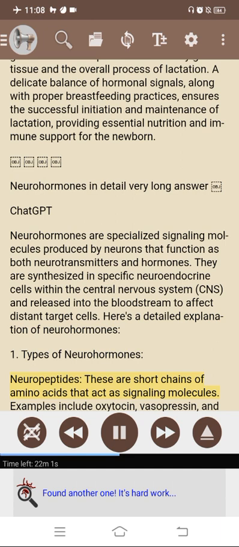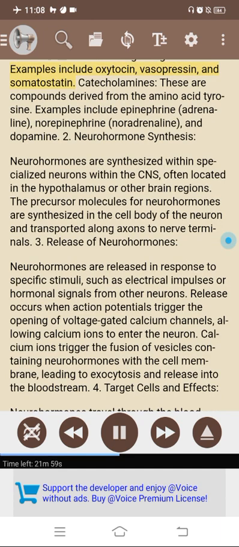1. Types of neurohormones. Neuropeptides. These are short chains of amino acids that act as signaling molecules. Examples include oxytocin, vasopressin, and somatostatin. Catecholamines. These are compounds derived from the amino acid tyrosine. Examples include epinephrine, adrenaline, noradrenaline, and dopamine.